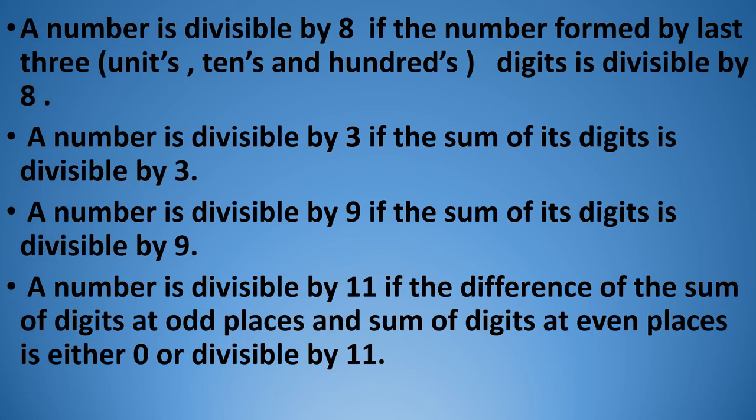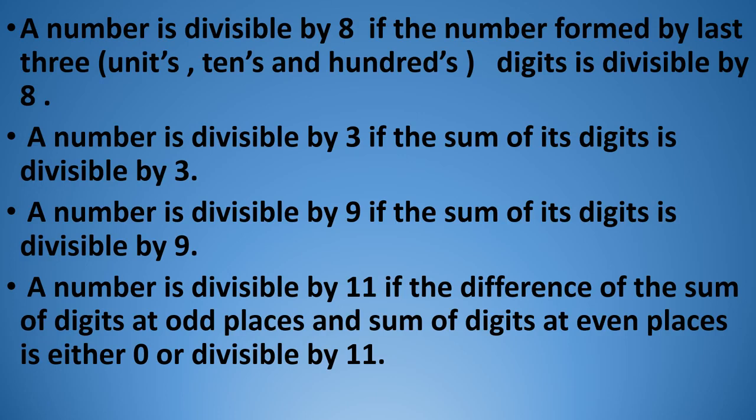Now how will we check the odd place digits and even place digits? We will start from the right hand side. The rightmost digit is the ones place digit. That ones place digit is the odd place digit. Ones is odd, tens place is even, then hundreds place is odd. In this way we will carry on.